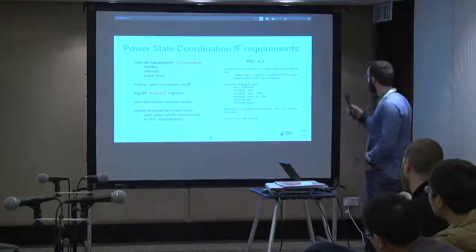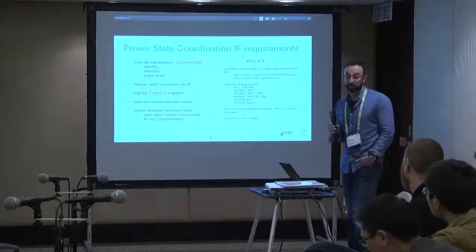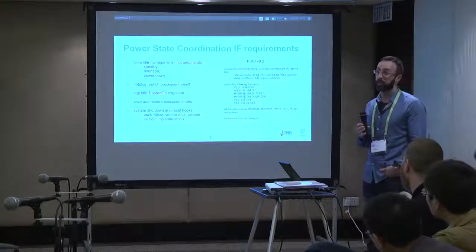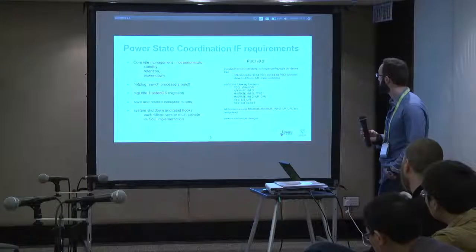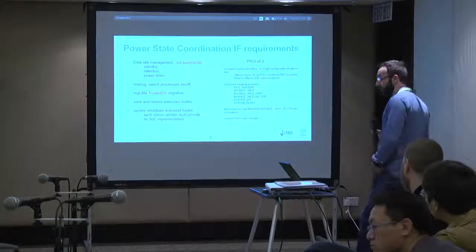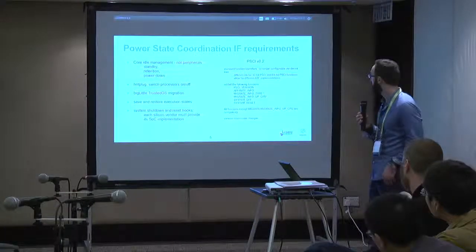With PSCI 0.2, some things have changed. So the function identifiers: with 0.1, they were provided by some firmware tables, the device tree, ACPI. With PSCI 0.2, the function identifiers have been standardized, so you have a set of function IDs and all of this.